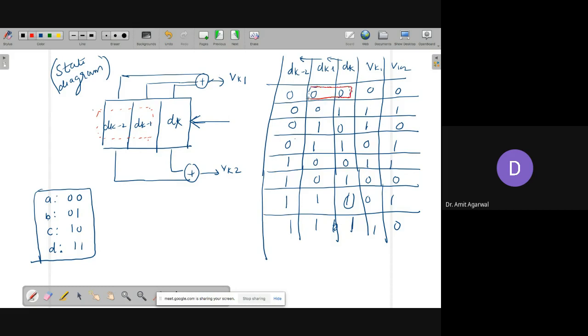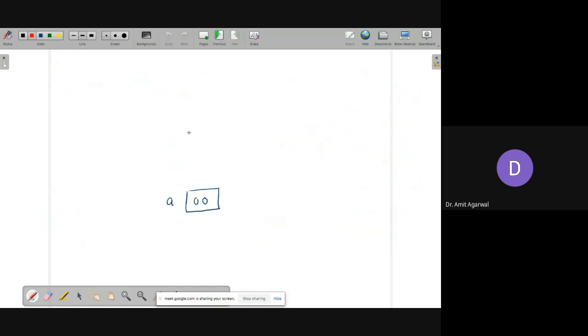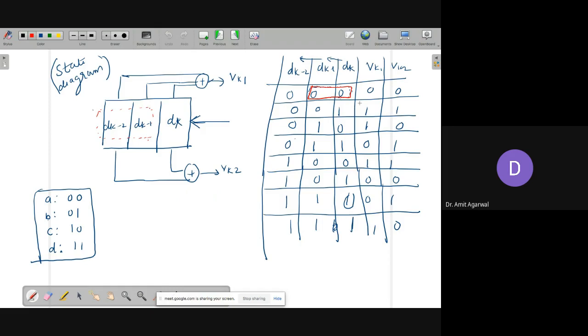These represent the next state. When initially it was in 00 state, input 0 comes, the next state is this one, and the output is 00. So how can we write it? When 0 comes, the output is 00 and the next state is 00.